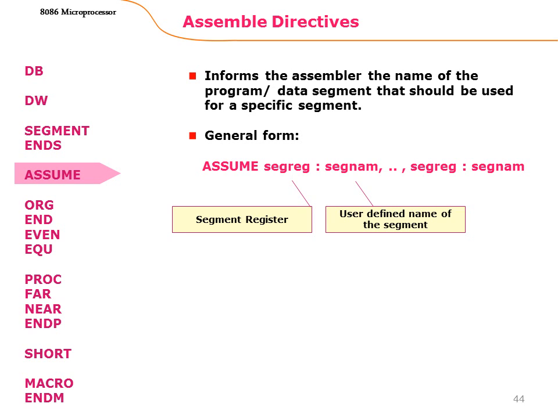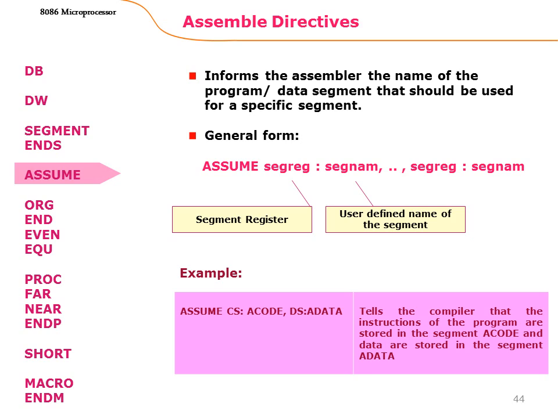ASSUME is an assembler directive which is used to inform the assembler of the name of the program or data segment that should be used for a specific segment. The form is ASSUME segment register, segment name. That means ASSUME CS:code, DS:data, where data is the name of the data segment and code is the name of the code segment. ASSUME CS:A code, DS:A data tells the assembler that the instructions of the program are stored in the segment A code and the data is stored in the segment A data.